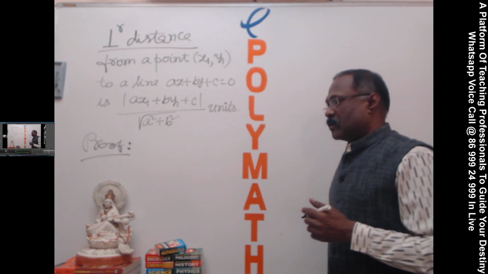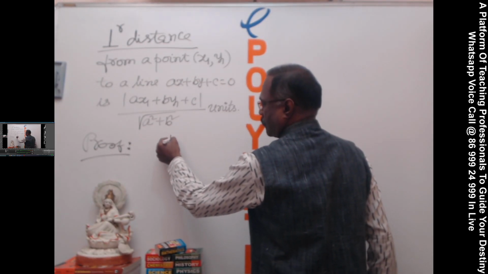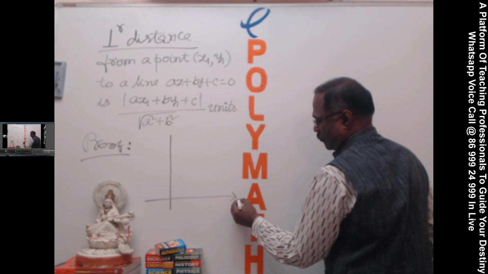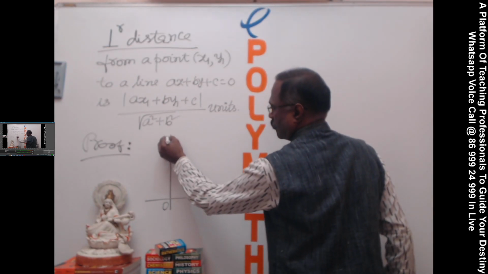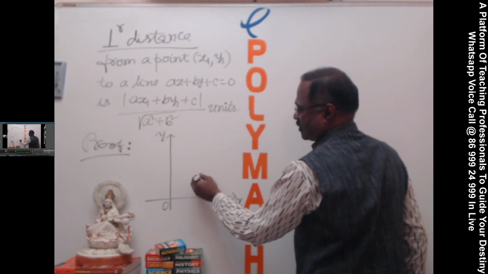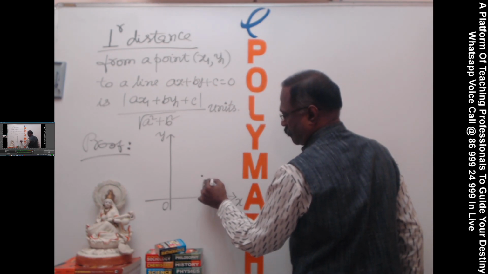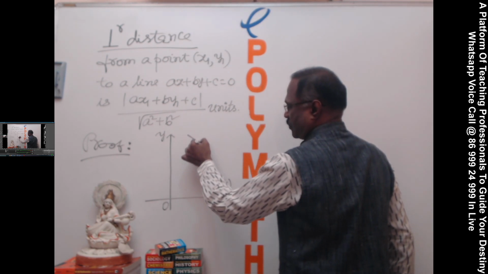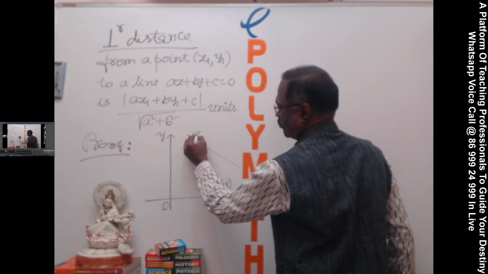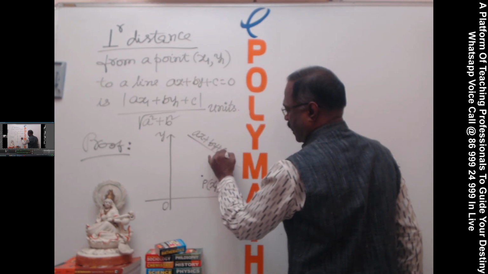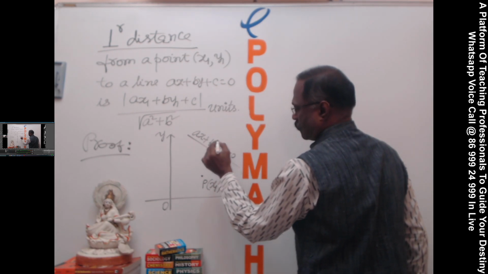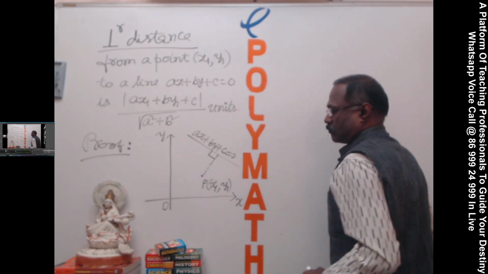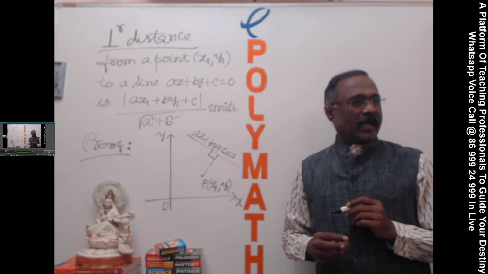How do we do that? Just see this. This is the y-axis and this is the x-axis. This is a point here, P (x1, y1), and this is a line. The given line is ax plus by plus c equal to 0. Now I need this distance here.